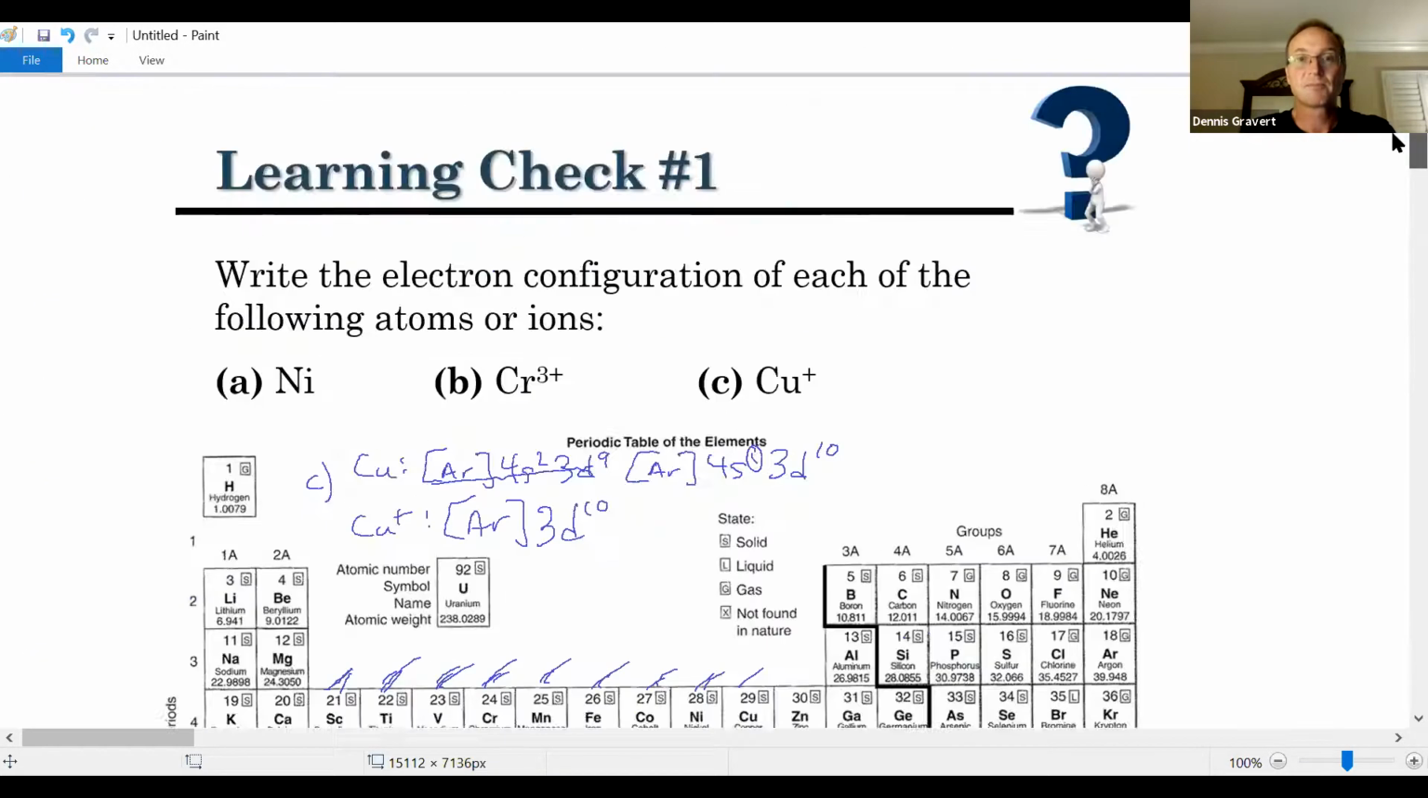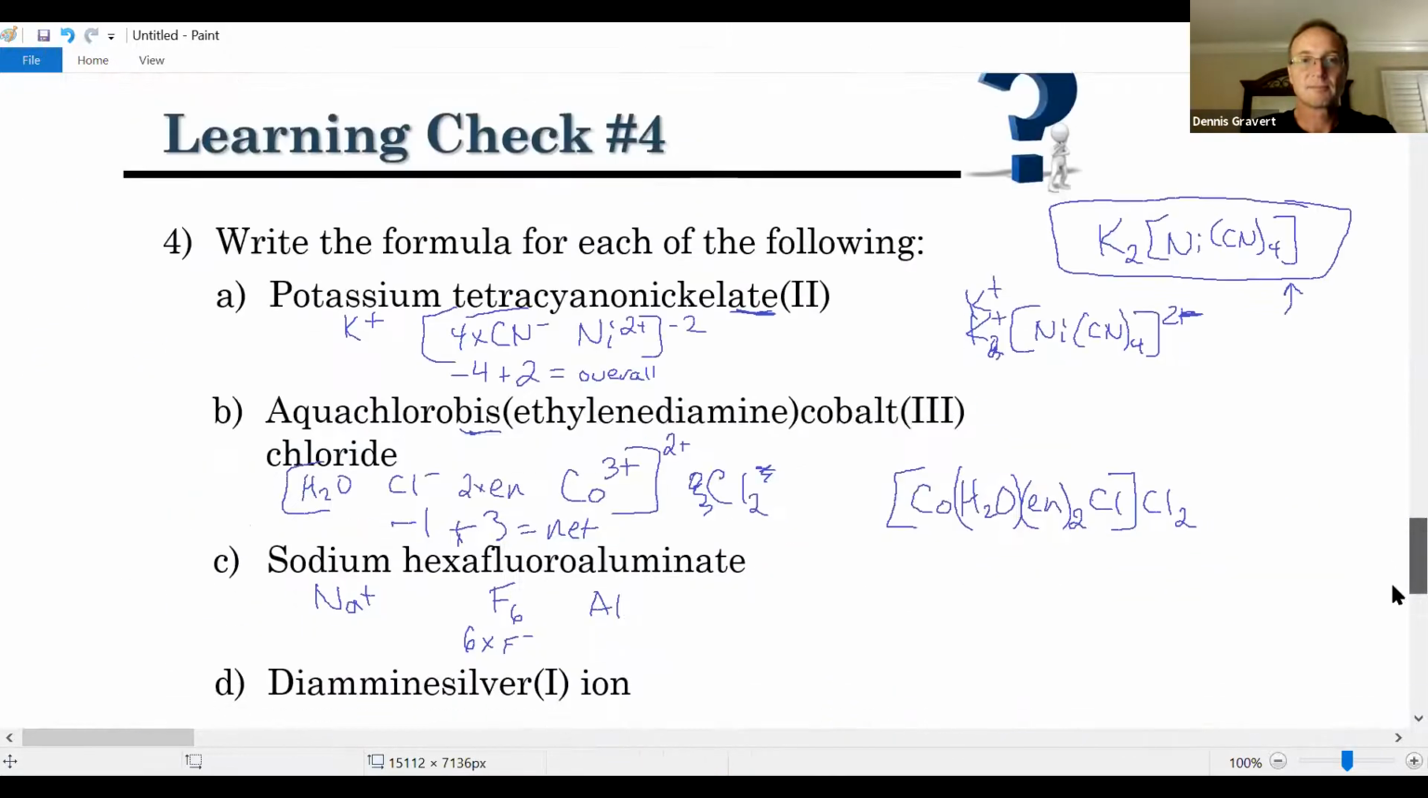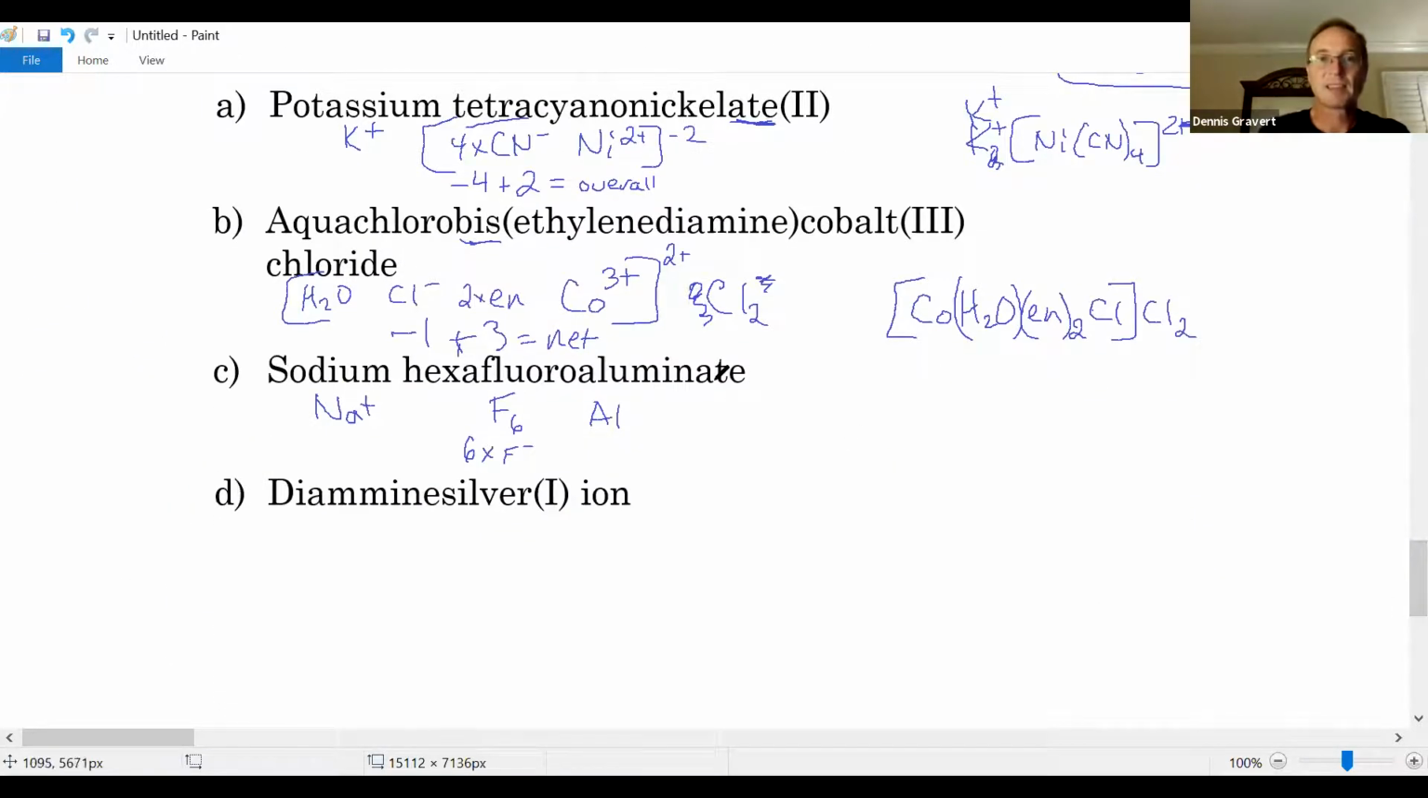Aluminum, where are you? Column 3. 3 valence electrons. So lose those 3 and become a +3 cation. There's aluminum. So aluminum's a +3. +3, and that's it. This is my bracket. That's my complex, 6 fluorides, 1 aluminum.